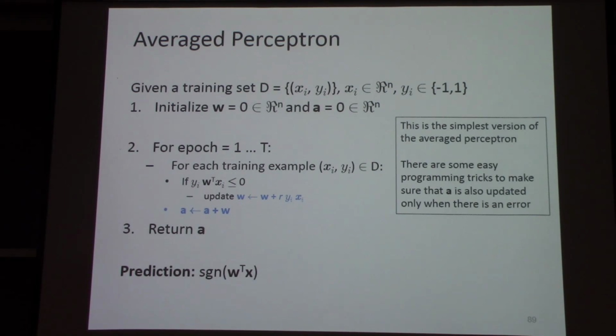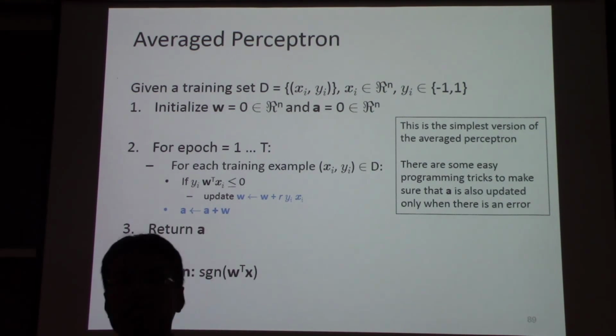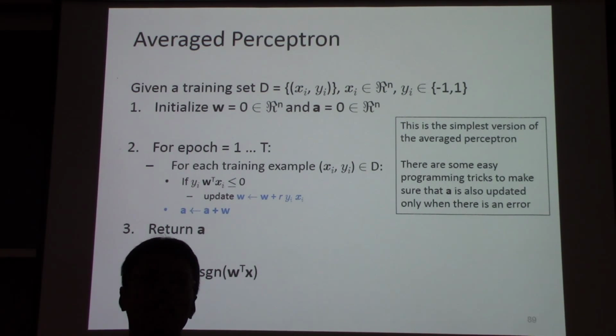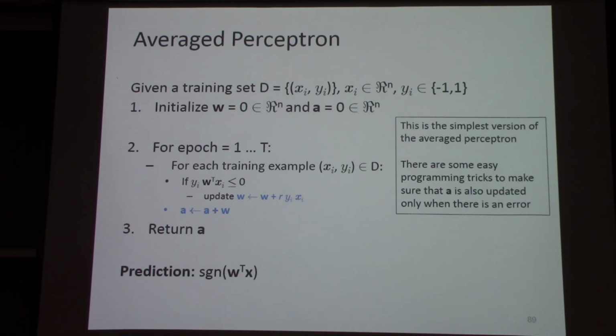So let's talk about a couple of practical issues here. This is the easiest version of average perceptron. The one on the slide is the simplest one, and it has one really annoying property, which is that whether or not you make a mistake on every example, you have to update this average. And if your vector is a million-dimensional dense vector, then you're paying a pretty heavy computational cost at every step, whether or not you make a mistake.